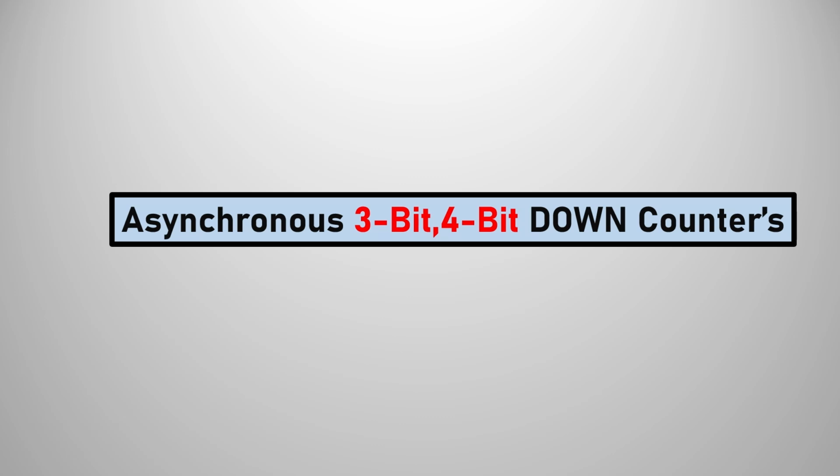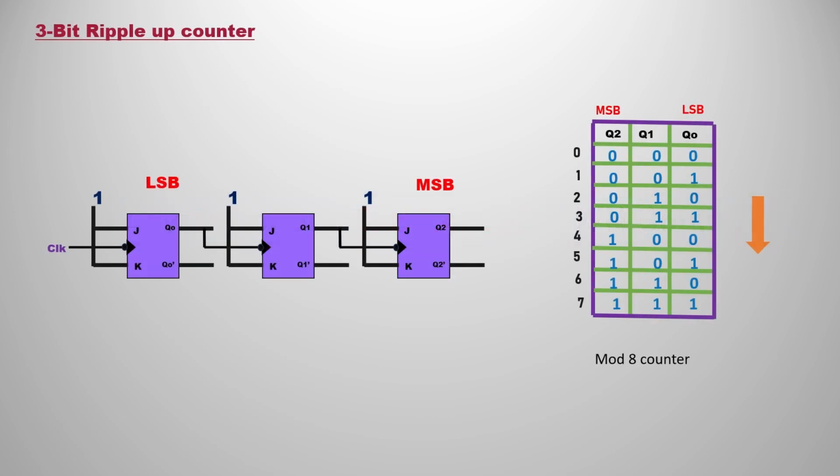In this video, we are going to discuss asynchronous 3-bit and 4-bit down counters. So let's get started. In the previous video, we already discussed the 3-bit ripple up counter and the 4-bit ripple up counter. So in this video, we are going to just focus on the 3-bit down and 4-bit down counters. Both are ripple counters only. Ripple means the previous output is the clock for the next flip-flop.